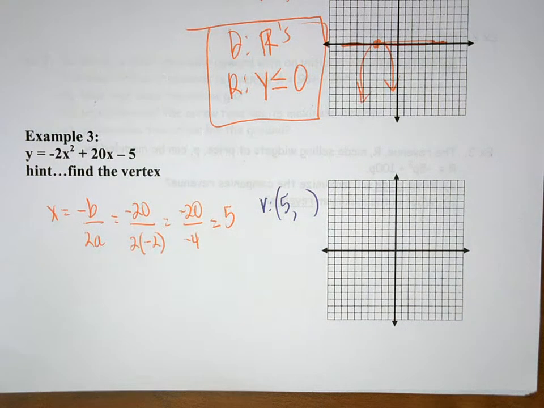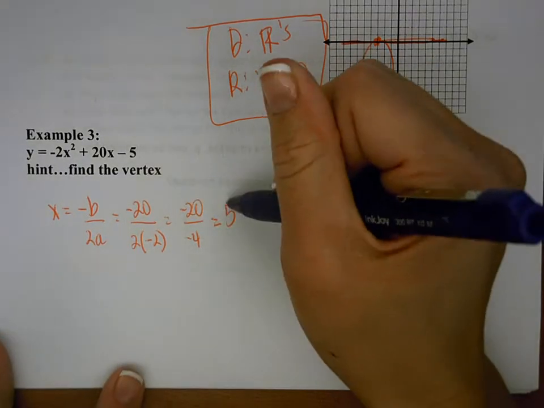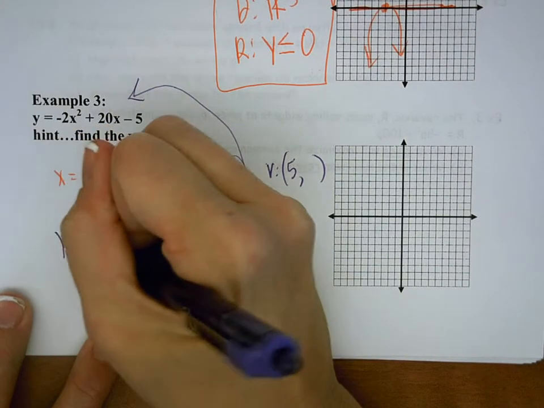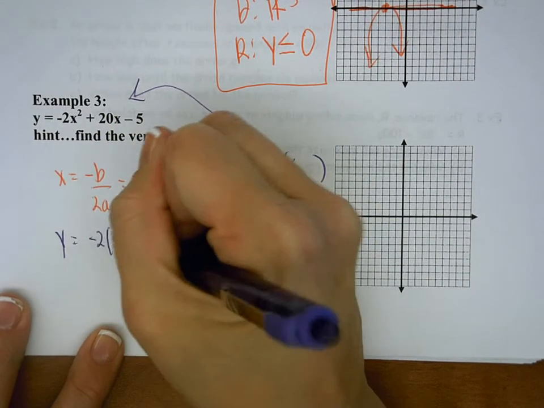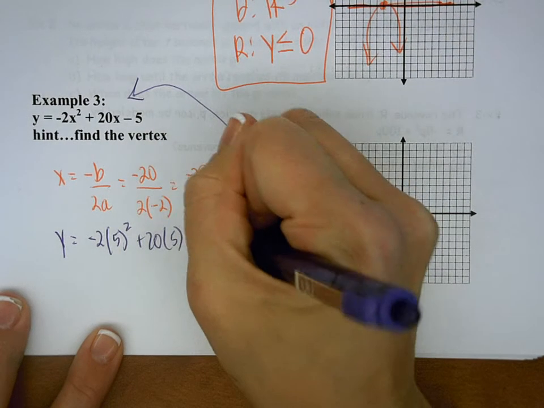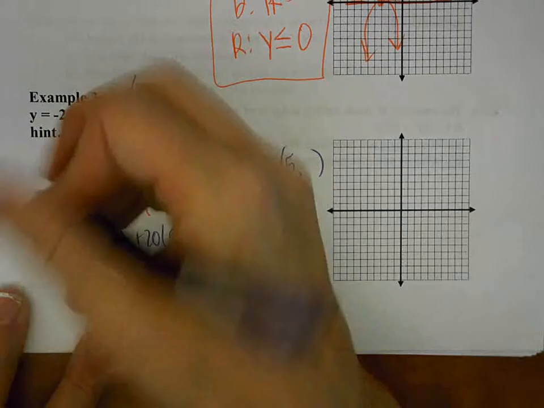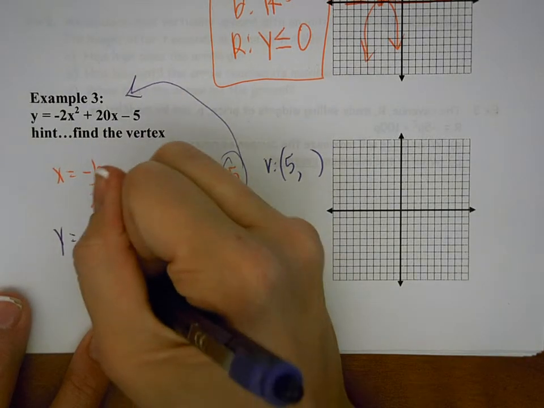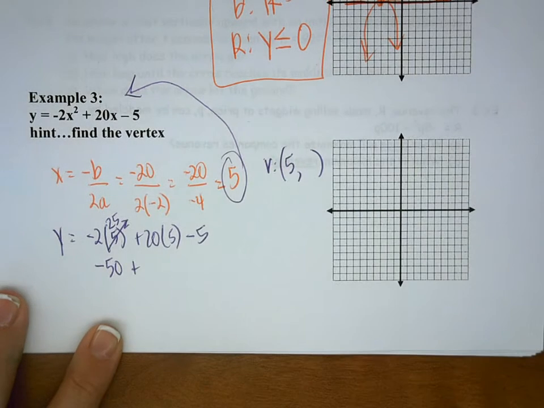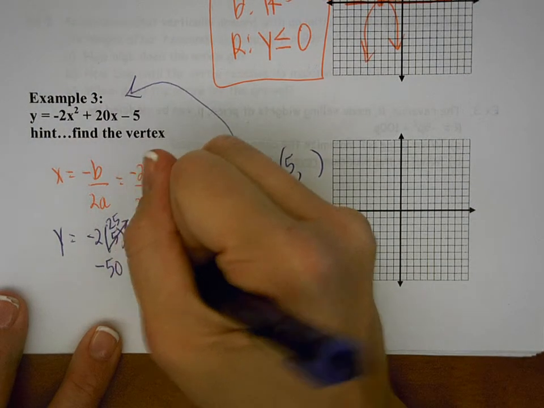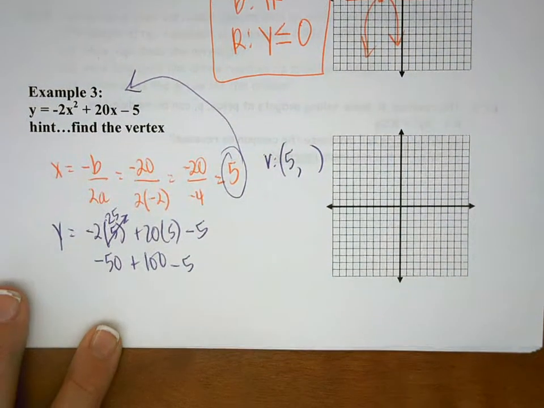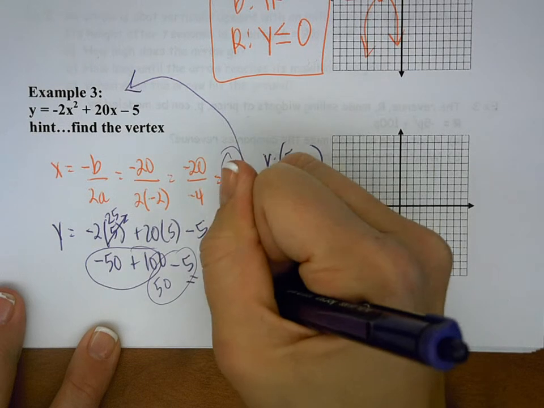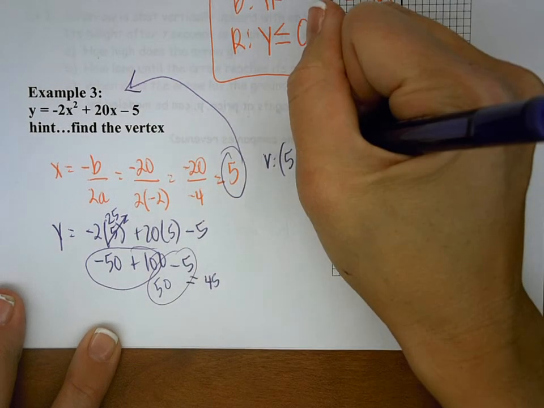Plug it in. We take 5 and plug it in for x in that equation. So we have y equals negative 2 times 5 squared plus 20 times 5 minus 5. What's 5 squared? 25. And negative 2 times 25? Negative 50. Plus 20 times 5 is 100, and then another minus 5. So negative 50 and 100 is 50, and 50 minus 5 is 45. So my y value is 45.